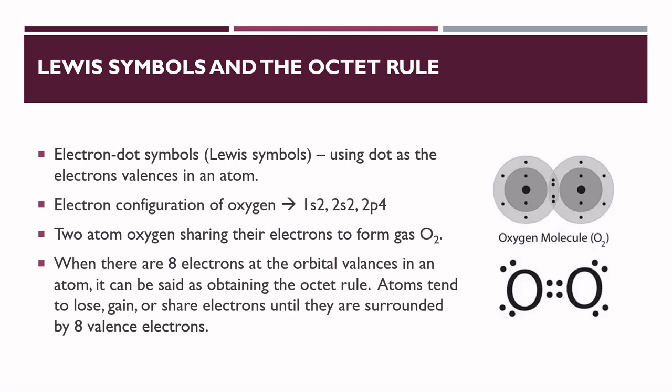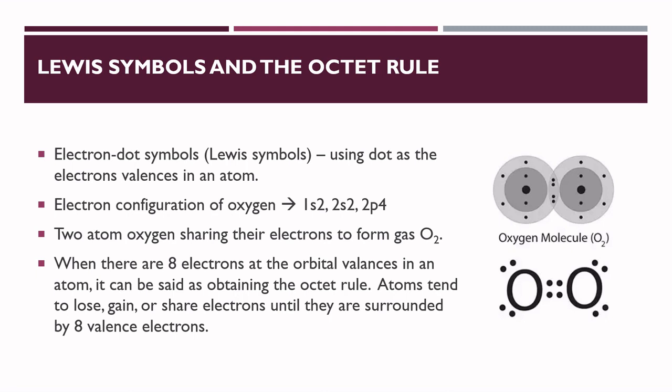Electron dot symbol, also known as Lewis symbol, is a kind of drawing that uses dots as the valence electrons in an atom. For example, if we take oxygen, the electron configuration of oxygen is 1s2, 2s2, 2p4. So when two oxygen atoms share their electrons, they will form O2 gas, which involves the sharing of 4 electrons.